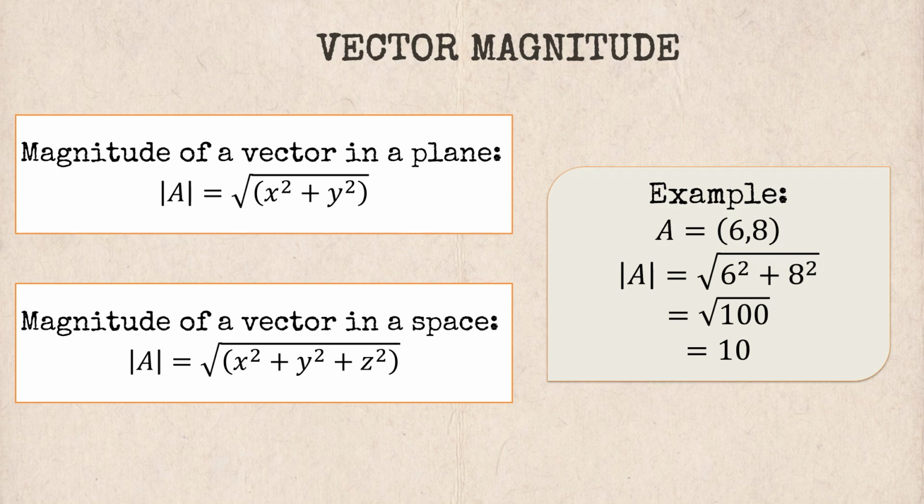For example, point A equals 6, 8. The vector magnitude is 10.